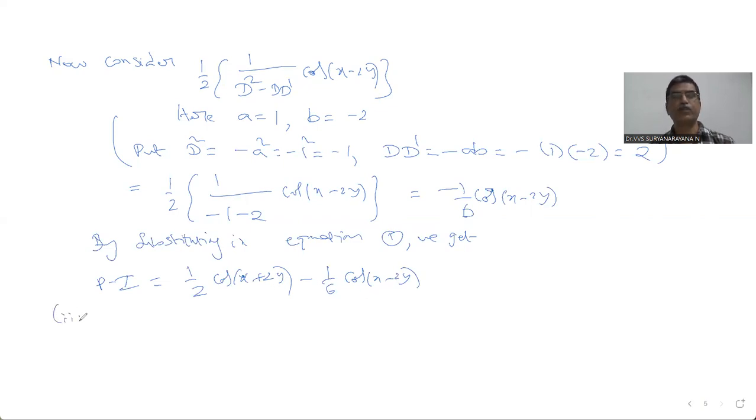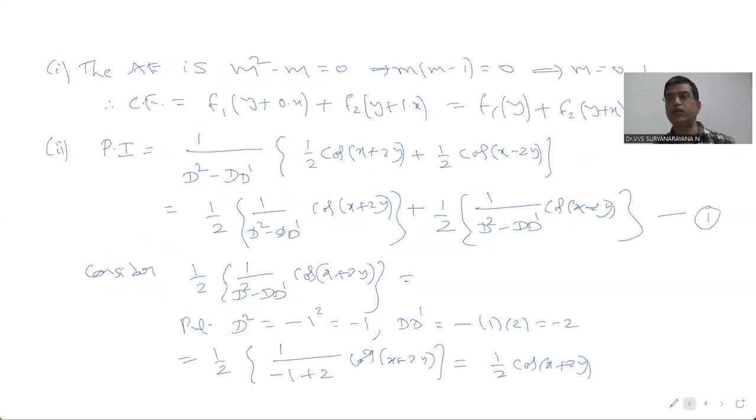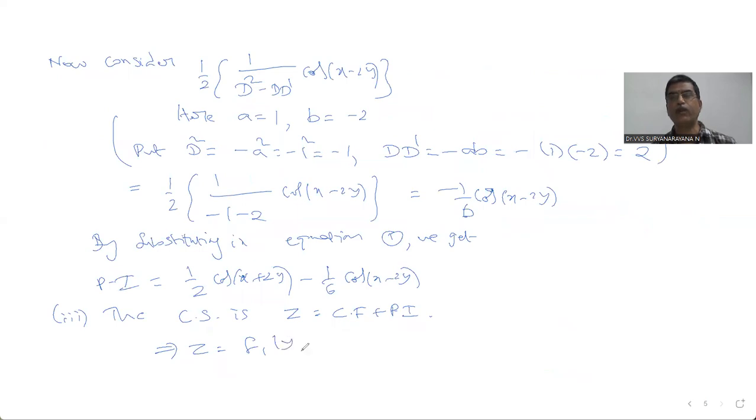Now the last step, the complete solution. So the complete solution CS is the dependent variable z equal to CF plus PI. So z equal to CF. Already we calculated it in step number 1. It is f1 of y plus f2 of y plus x. So just write that. And PI, the particular integral, is just now calculated: half of cos(x plus 2y) minus 1 by 6 of cos(x minus 2y).